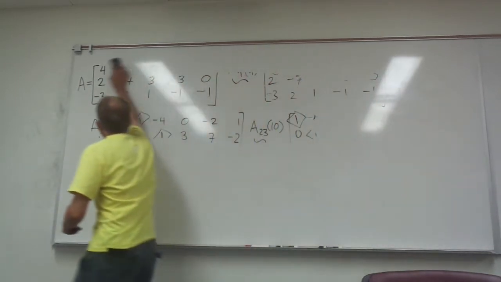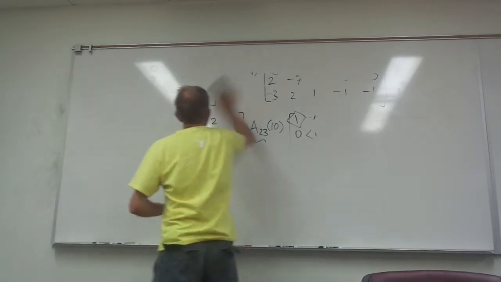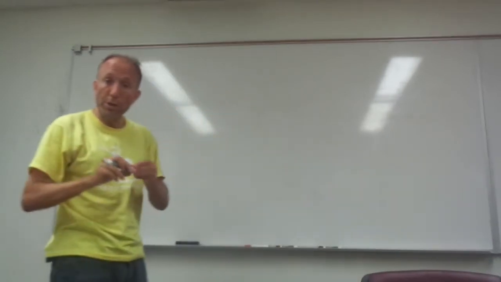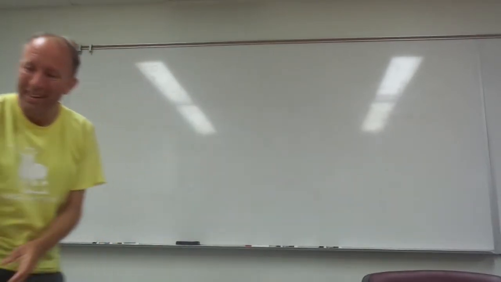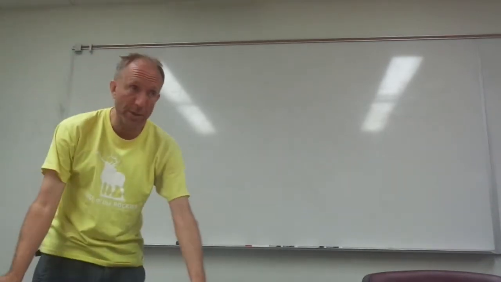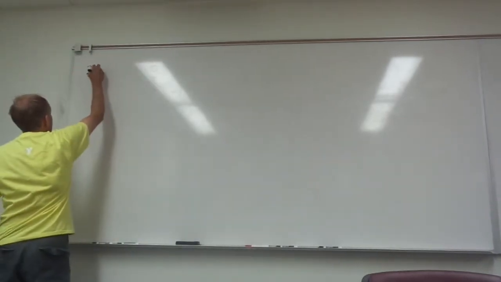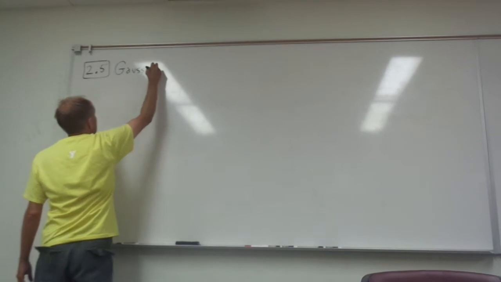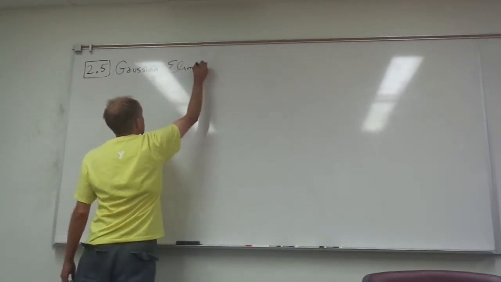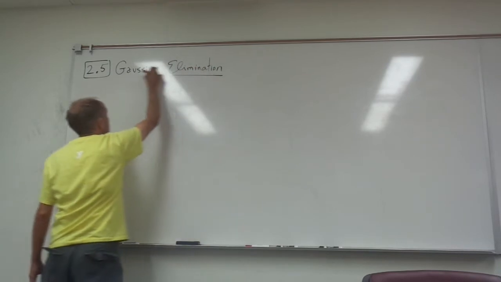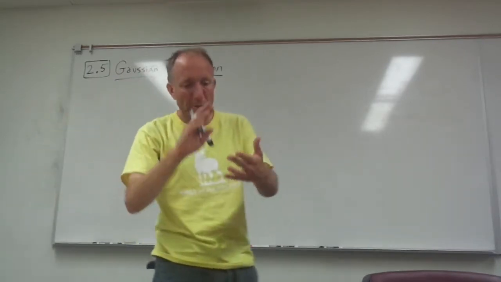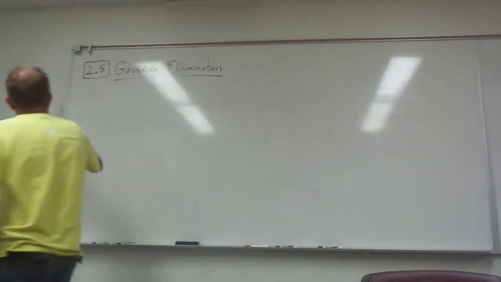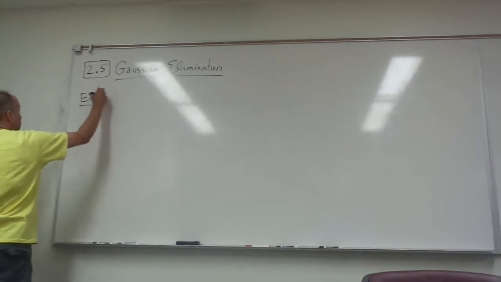Okay, what I want to show you in the second half of this video is how you use this method that we just discussed to actually solve linear systems. And that's what Gaussian elimination is. So this is in section 2.5. Gaussian elimination is really the process of using elementary row operations, row echelon forms, and so on to solve a linear system. So let me give you an actual example. This is going to be the easiest way to show you.